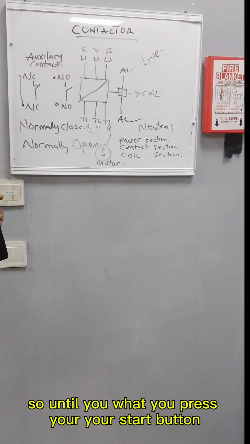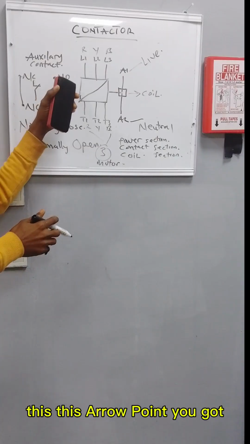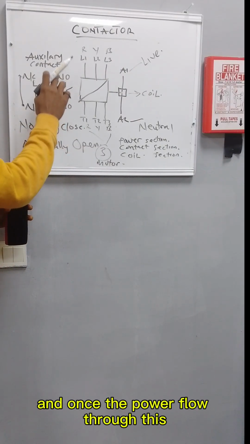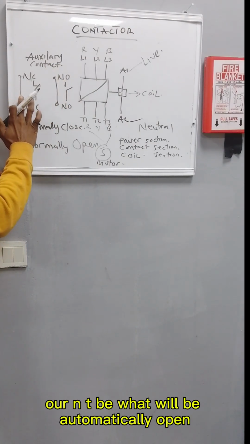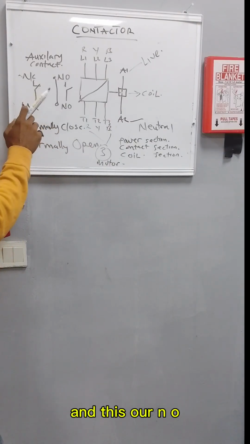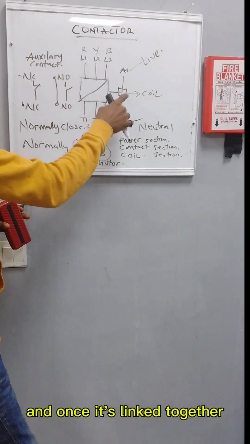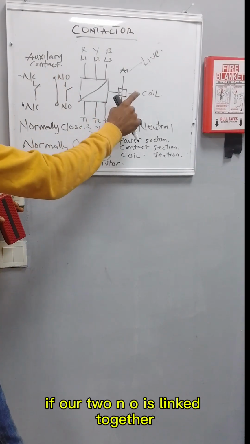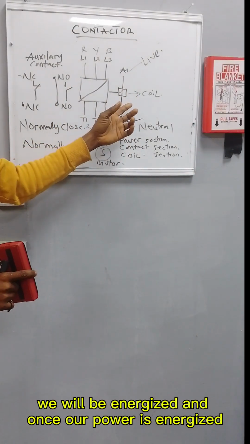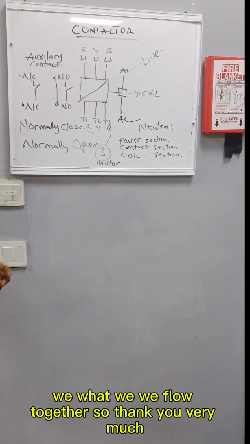until you press your start button. When you press your start button, there will be power that flows through this NO point. And once the power flows through, this our NC will automatically open. When you press your start, our NO will be linked together, and once our two NO are linked together, that means our coil will automatically be energized. And once our coil is energized, the power from the input side and the output side will flow together.